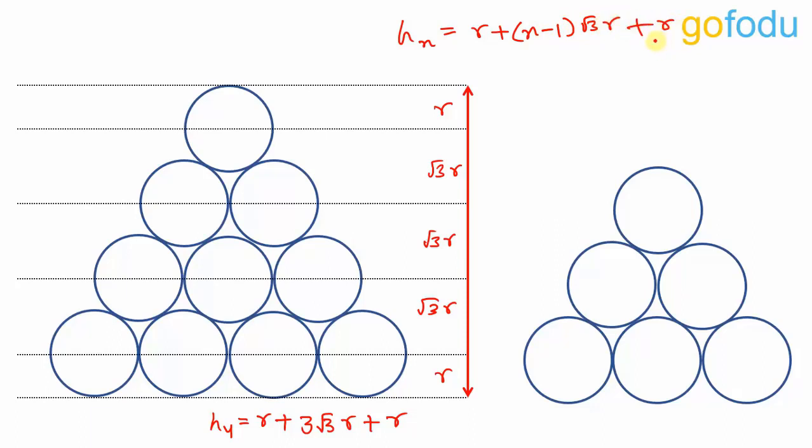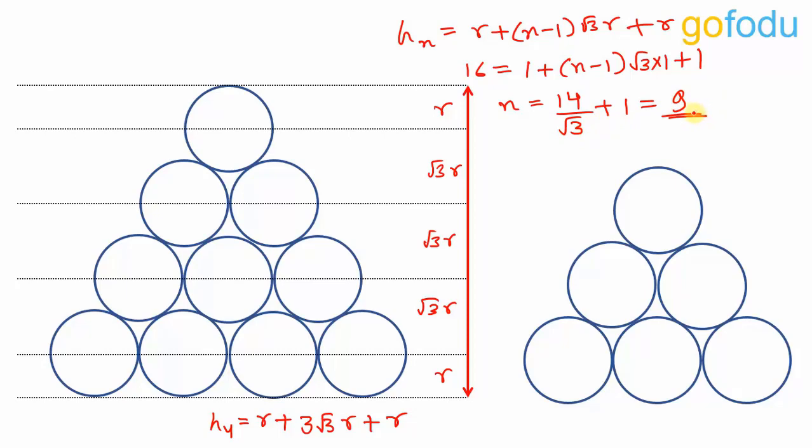Now coming back to the question, height is given to us as 16 units. Diameter is given as 2 units, that means the radius of each pipe is 1 unit. We can put these values in the formula and it will give us 16 is equal to 1 plus (n minus 1) into root 3 into 1 plus 1. N will come out to be 14 upon root 3 plus 1, that will be approximately 8 plus 1, 9. So in total there will be 9 rows.